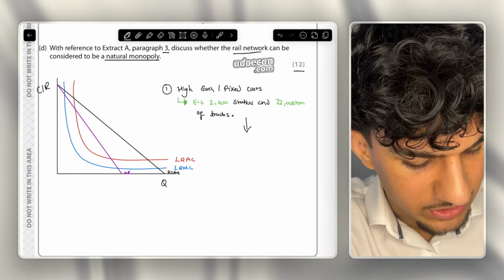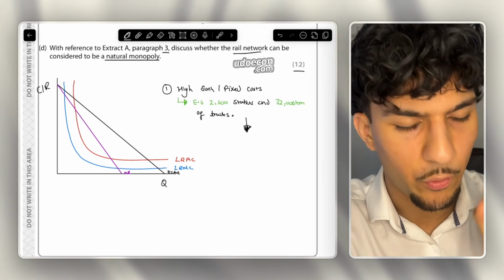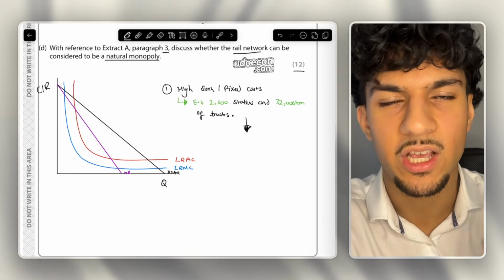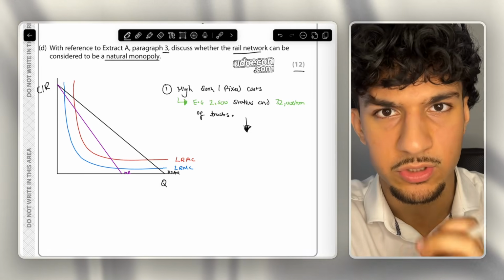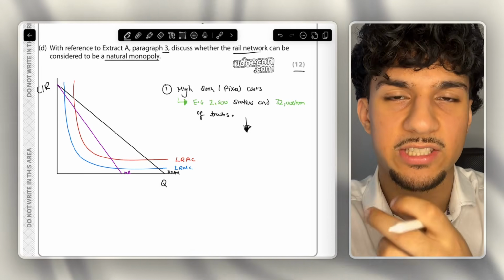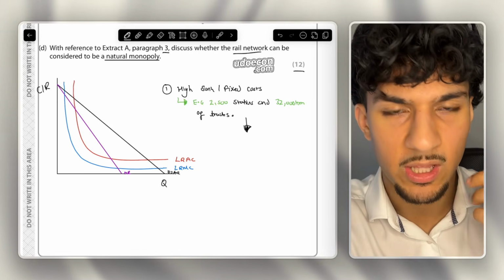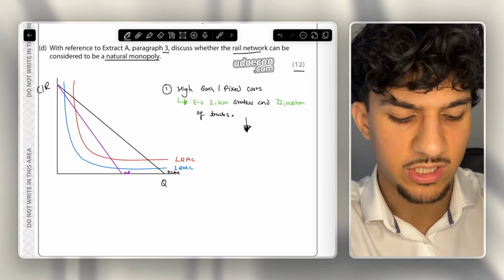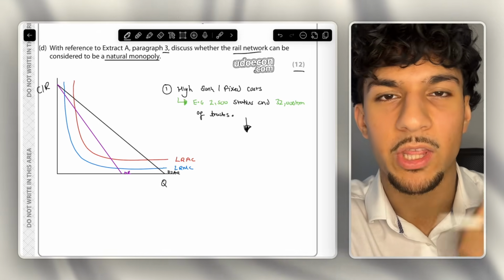But why does this link to the characteristics of a natural monopoly? As this shows, it's naturally most efficient for one firm to serve the entire market, for one firm to dominate the entire market. So therefore, only one firm has to pay these huge sunk costs, and they serve all the customers, meaning that they can reduce their LRAC as much as possible, spreading that large fixed cost across as many passengers, as many customers as possible, compared to if we duplicated.